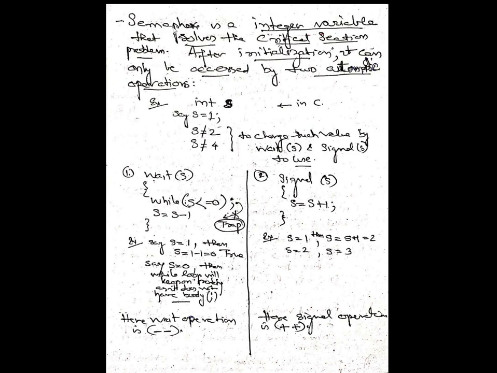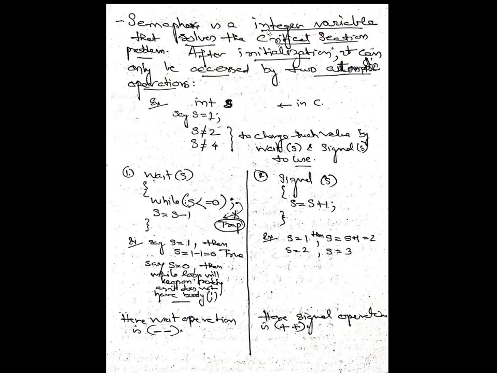Now, what is a semaphore? A semaphore is an integer variable. You have to understand this is an integer variable that solves the critical section problem. After initialization, it can only be accessed by two atomic operations. Once we start the semaphore, it will work based on the atomic operations. We talked about atomic operations in module 2 when we were talking about the various scheduling algorithms.